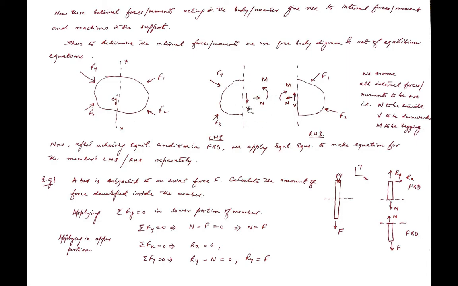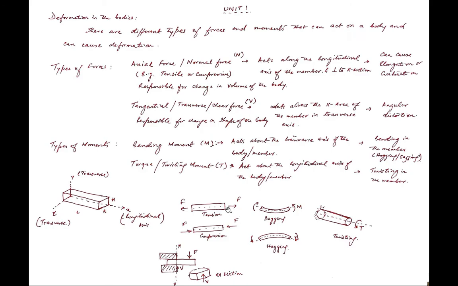So what we assume is that at this particular cross section a normal force is acting, a shear force is acting, and a moment is acting, a bending moment or a torque. I have not shown the torque over here, but we always assume two forces and two moments. And how do we assume that? We assume that the action of the normal force is tensile. When the body is in tension, the force would be applied in the outward direction.